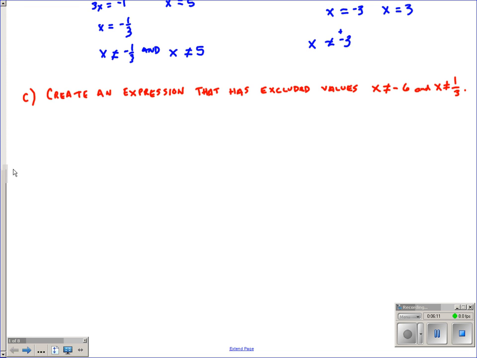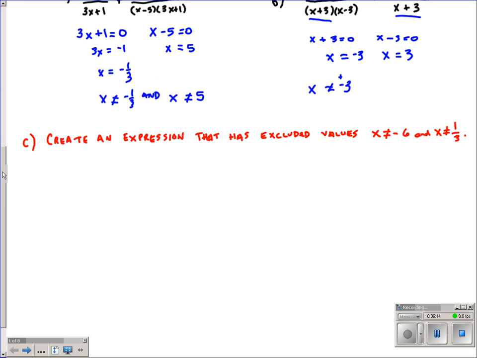If you look at what you just did in part B, we ended with x cannot equal 5. Think about where that came from in this problem. If we go up, we say let x equal 5, and then find a way to set it equal to 0. It's kind of working backwards to come up with an expression. Let's do the same thing with our x cannot equal -6.